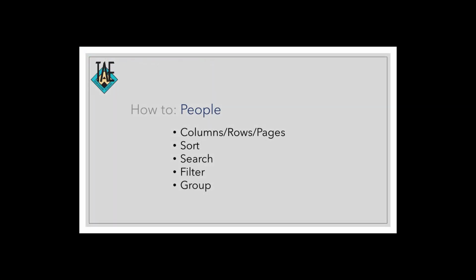Let's take a look at the People screen. Of course, this is a list of all the people associated with the organization, mostly the representatives of the different companies. The data, again, is presented in a table, columns, rows, and pages because there's a longer list of data. And we're going to look at how you sort, how you search, you can filter, or group the data, all of these ways of finding what you're looking for, displaying it in a convenient format for you.